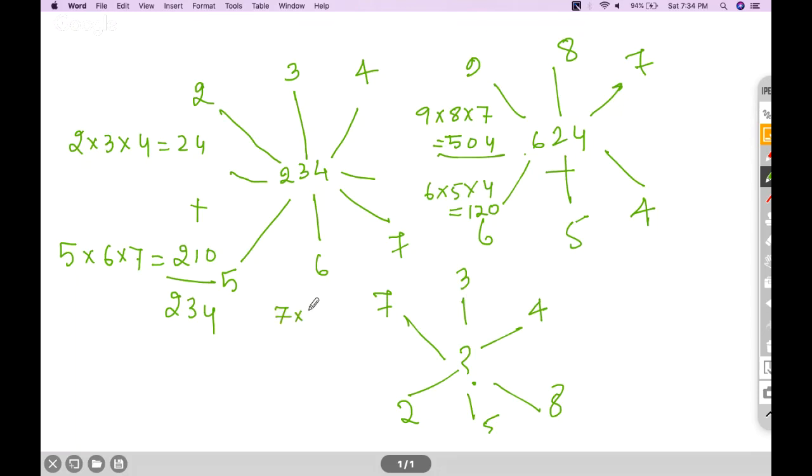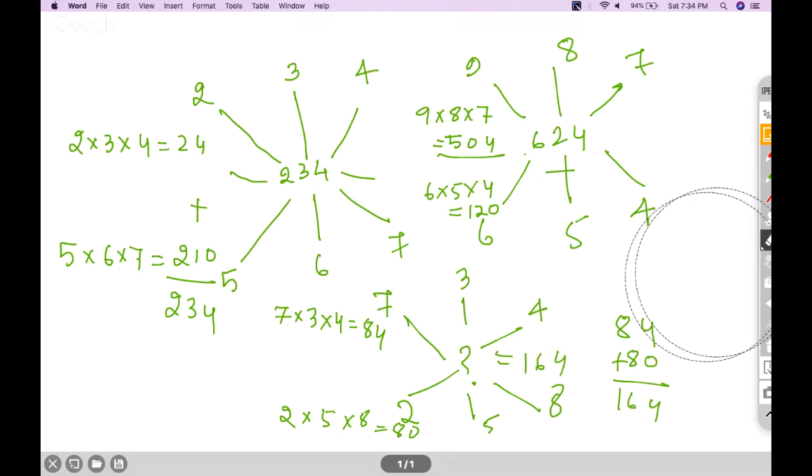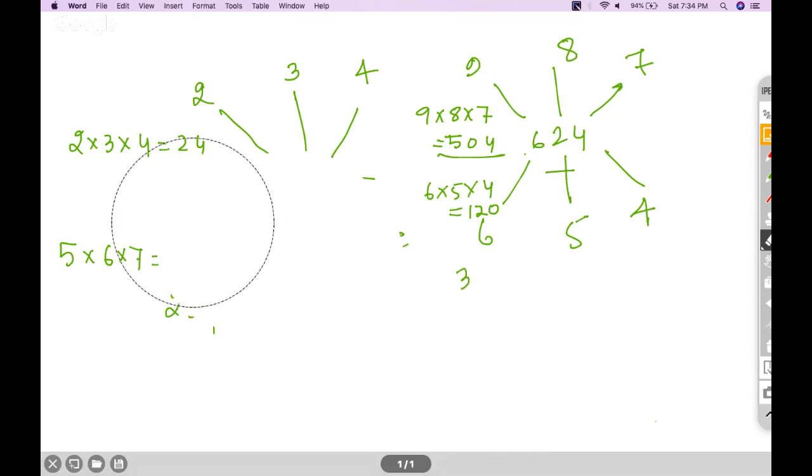This gives me 7 into 3 into 4, which is 21 into 4 is 84, and this gives me 2 into 5 into 8, which is 10 into 8 is 80. Now if I add numbers 84 plus 80, I get 164. That's my answer over here. Okay, now let me go to another question.